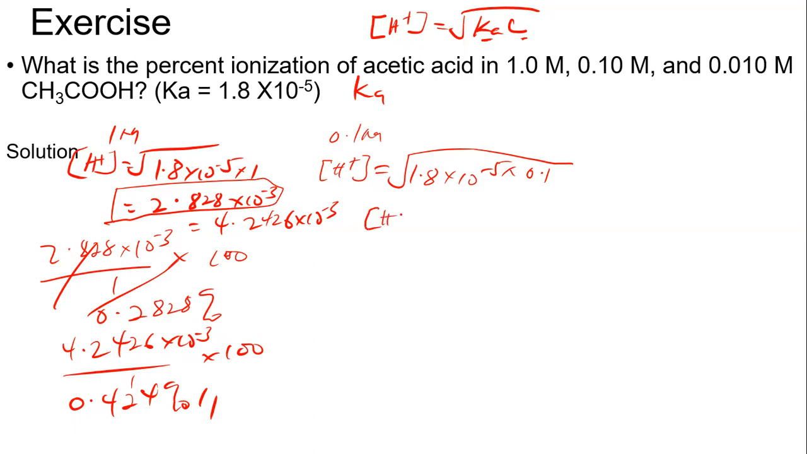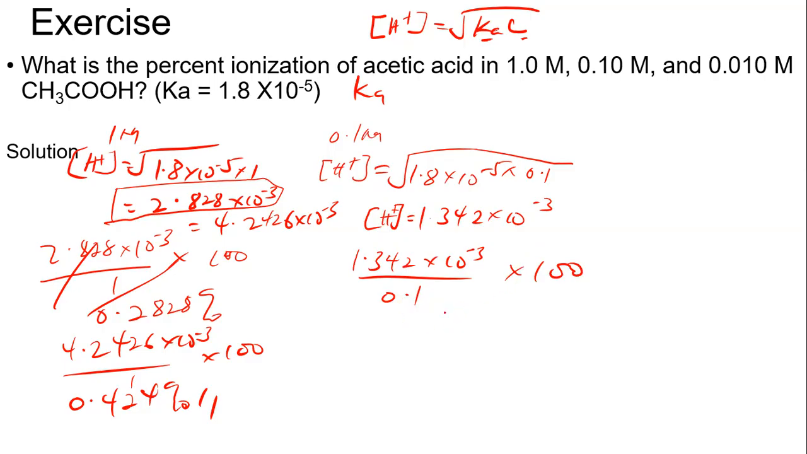Now, if the concentration is 0.01, then the H plus concentration is still square root of KaC. That is square root of 1.8 times 10 raised to the power negative 5 times 0.01. And that is giving me the H plus concentration to be 4.243 times 10 raised to the power negative 4, right?